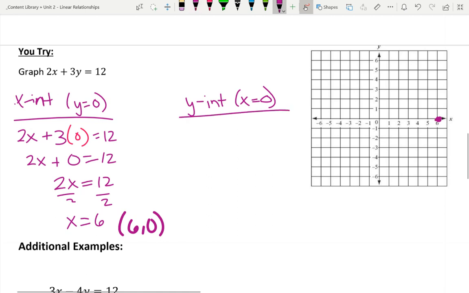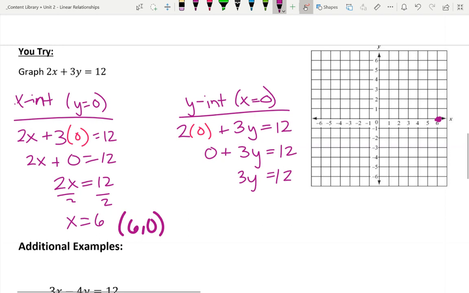Fantastic. My y-intercept, I'm going to have 2 times 0, that's my x value where I'm at the y-intercept, plus 3 times y is equal to 12. 2 times 0 is 0, making this 0 plus 3y is equal to 12. 0 plus 3y is a whopping 3y. And since 3 times 4 is equal to 12, that makes our y value 4. So we have the coordinate point (0, 4).